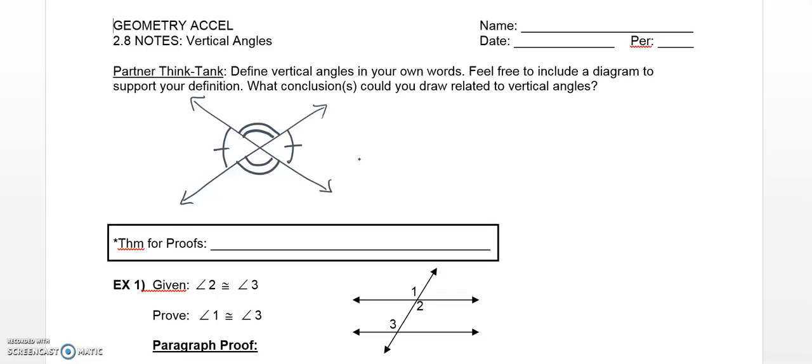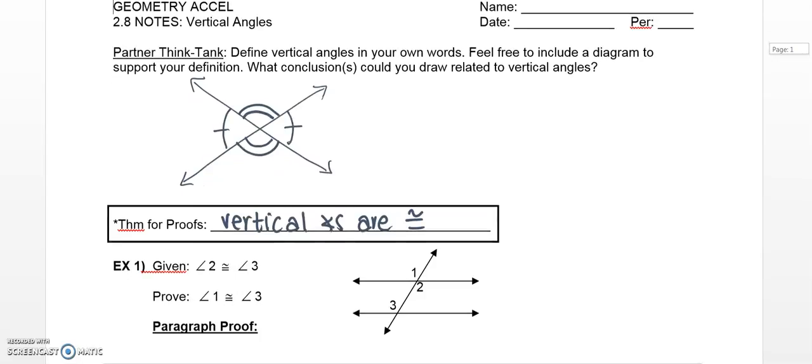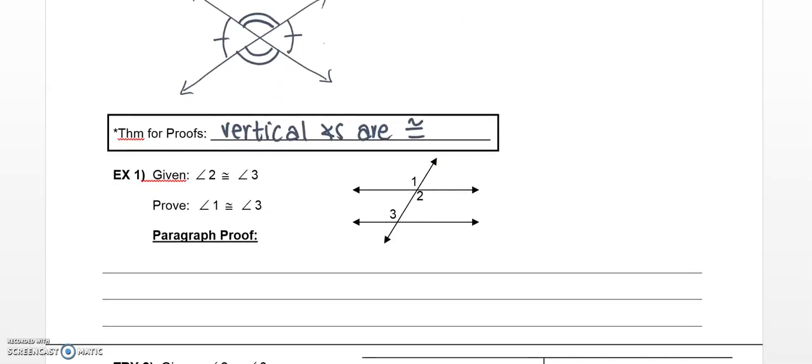In our theorem for proofs, we are going to write that vertical angles are congruent. That's it. So let's take a look at our first example. We'll include some additional information other than that, but let's first just start with our given. We are creating this paragraph proof, so let's first just create our logical flow of thought.